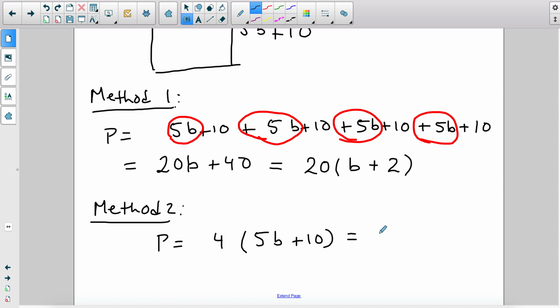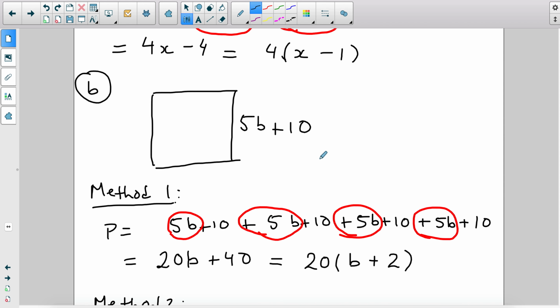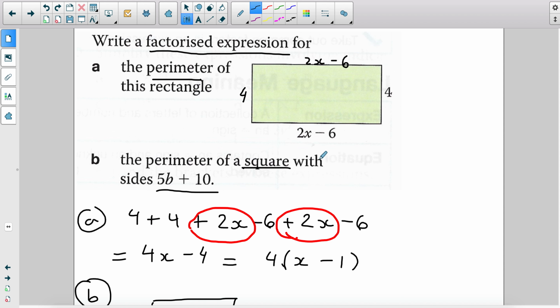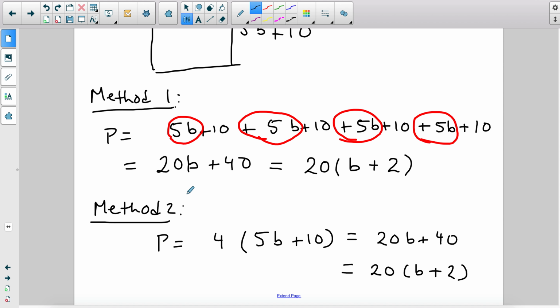In here we can expand the brackets, so that's just 20b plus 40. And then we can factorize it just as we did above, so that's 20, brackets b plus 2. Always go back to your question, make sure you've answered the question, and yes, we have found a factorized expression for the perimeter of a square with sides 5b plus 10, and that completes the problem.